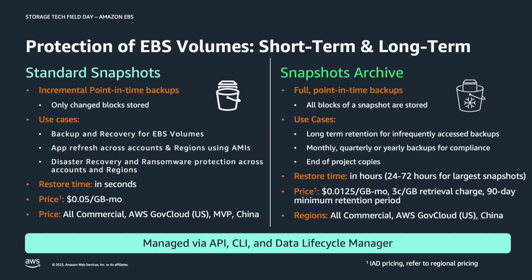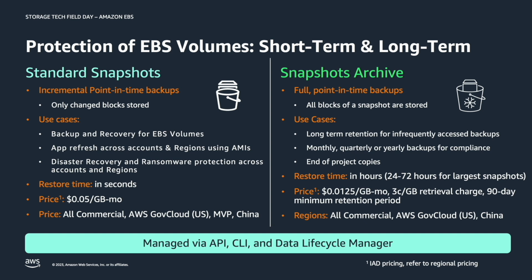Here are some of the differences between standard snapshots and EBS Snapshots Archive. So standard snapshots use incremental point-in-time backups. What this means is when you create a snapshot of an EBS volume, only the first snapshot is a complete backup of the EBS volume. Any other subsequent snapshots of the same EBS volume only store the changed blocks. That is the differential between the previous snapshot and the next snapshot. When a snapshot is archived from the standard tier into the EBS Snapshots Archive tier, the incremental snapshot is converted into a full snapshot. Use cases for standard snapshots include backup and recovery of EBS volumes.